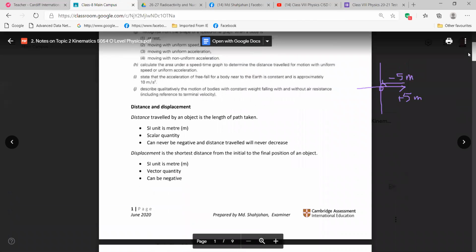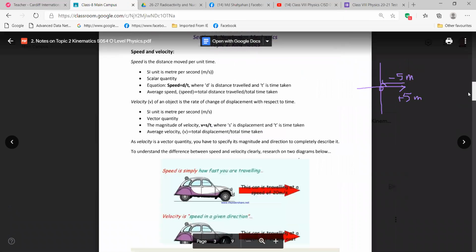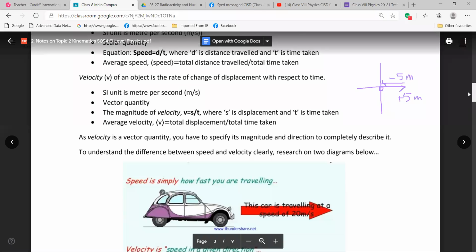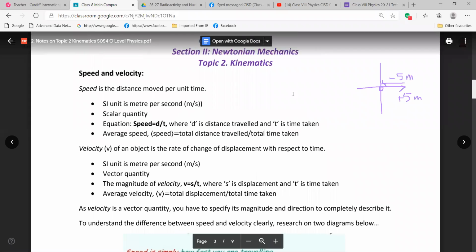No queries, sir. Okay, so distance and displacement is over. Now we are going for speed and velocity. Already we have had lots of discussion on speed and velocity. I think you will understand it easily.